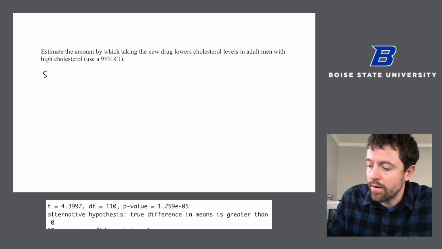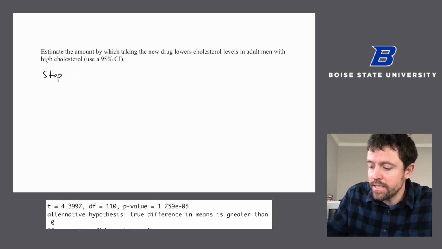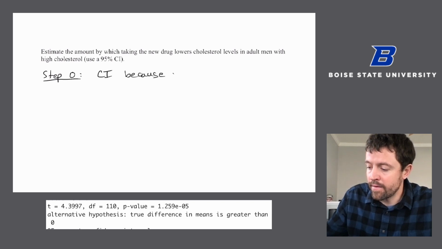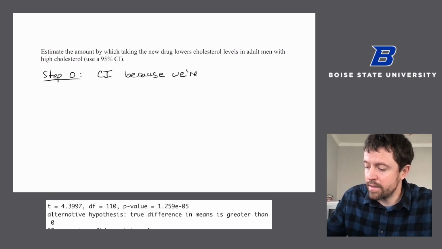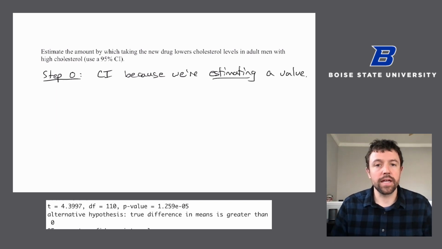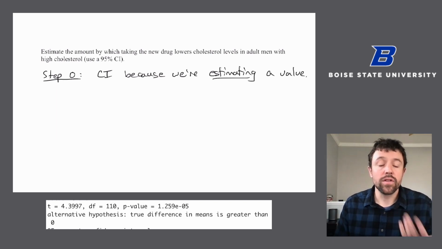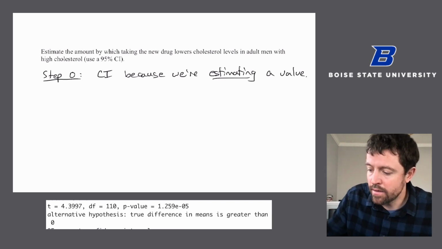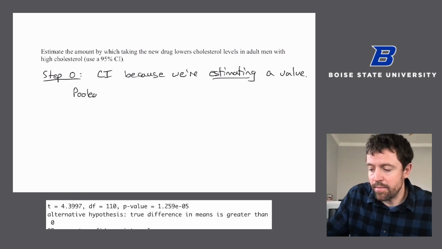So step 0, we're told it's a confidence interval, but the reason it's a confidence interval is because we're estimating a value. It's a numerical question with a numerical answer. And so this is something that we answer with a confidence interval. The reason it's pooled is the same as above.